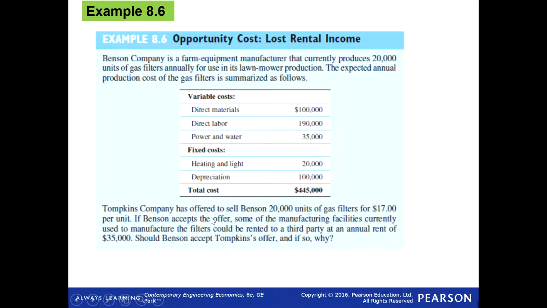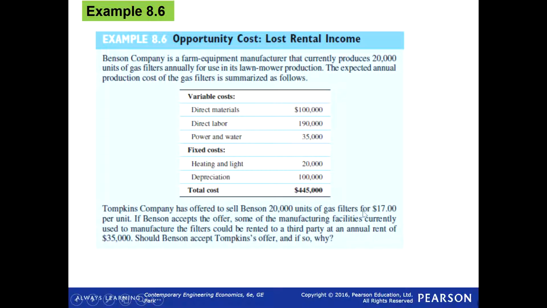Now Tompkins Company has offered to sell, so there is another company, right? They say, okay, we'll sell 20,000 gas filters. Currently they are producing these gas filters by their own. So now they receive an order from this company. Okay, we will sell these gas filters at $17 per unit. Now this is their offer.